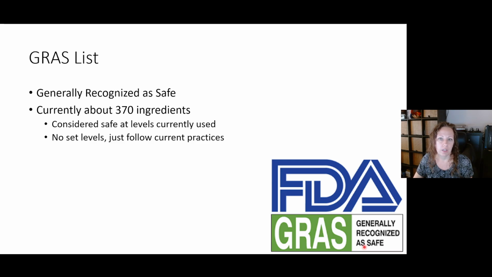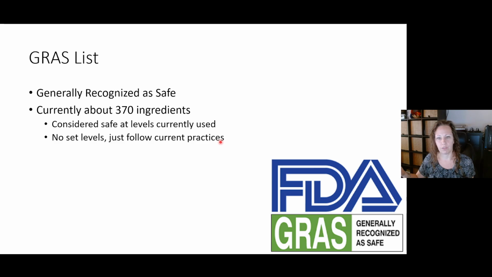But these additives don't have a regulation with them. There are no set levels where you must have the amount of this additive at or below this amount to use it in the food. There's no regulation around it. But they've determined that as long as you follow current practices, it is safe.